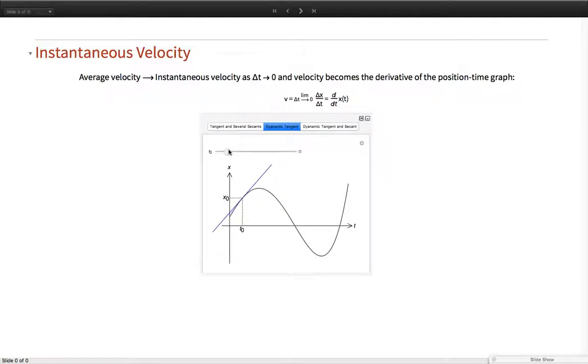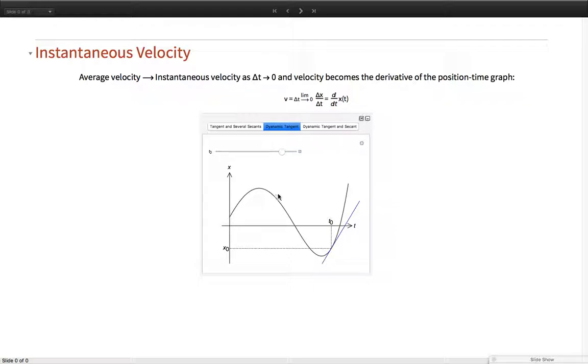So here we can see the slope is getting smaller and smaller and smaller, so the velocity is getting smaller. Right here it goes to 0. Velocity then becomes negative, and right here it again goes to 0. So we would draw on the velocity graph these two key points.